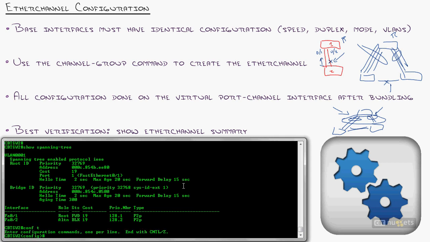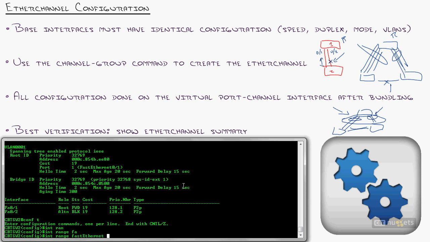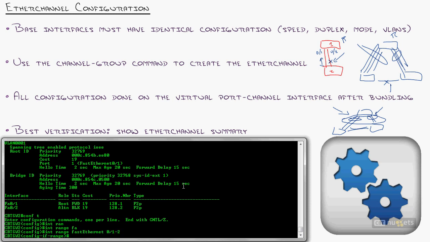I'm going to go in and do interface range FastEthernet 0/1 and 2, because I'm actually going to configure both of these at the same time with that mirrored config. Oh, I should start talking a little bit. Interfaces have to have identical configuration when you're doing this. So they have to have the same speed, duplex. If you're doing trunking, access port or trunk port, what VLANs are assigned to the trunk. I mean, it has to be identical.